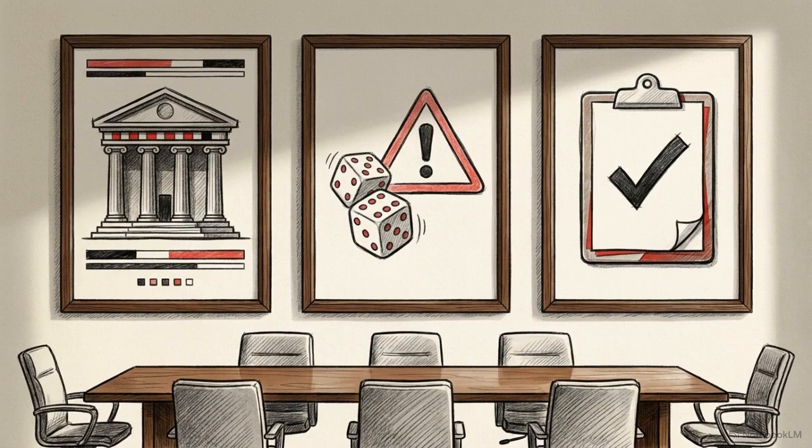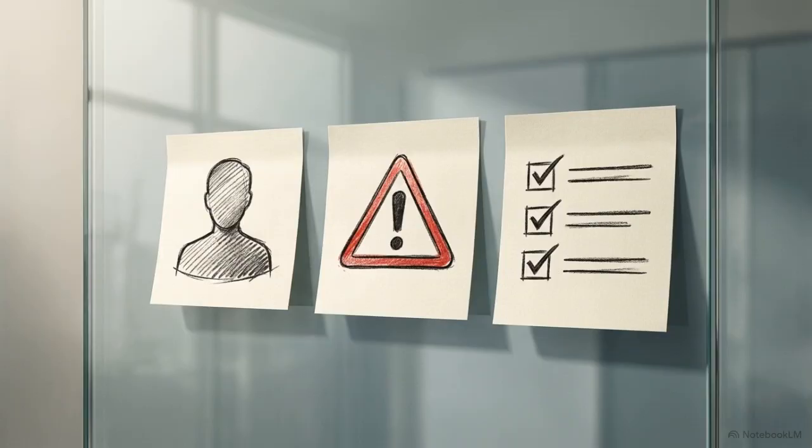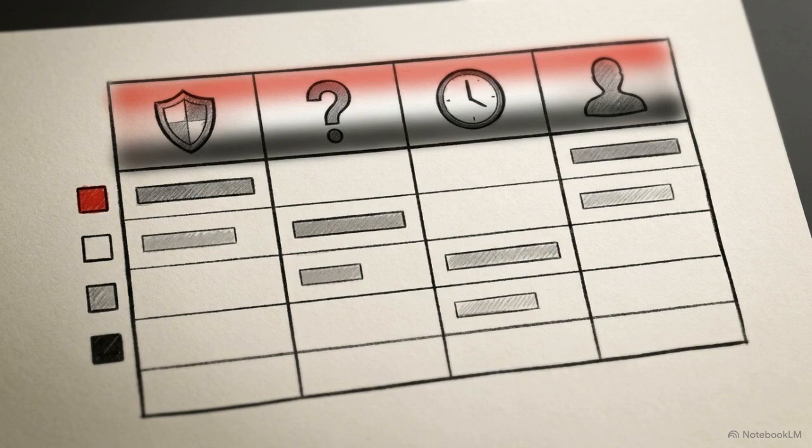GRC stands for governance, risk, and compliance. We can strip away the corporate complexity by breaking it down into 3 basic questions: who is in charge, what could go wrong, and are we following the rules? This spreadsheet interface shows how we map those exact questions to 4 precise columns: key risk indicator, or KRI, current control, audit frequency, and owner.